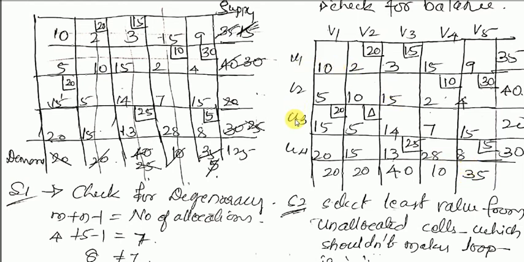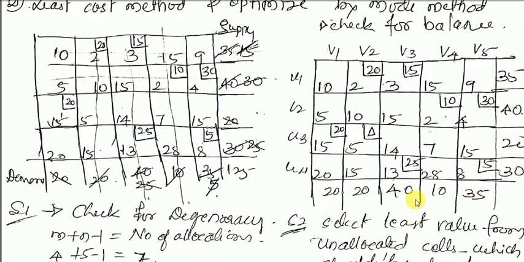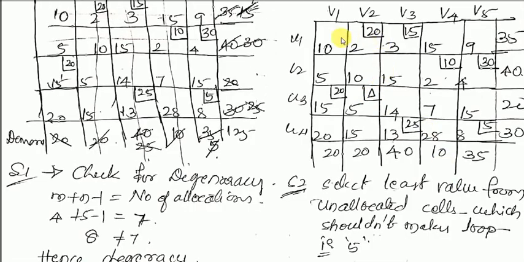Here 1, 2, 3, 4, 5, 6, 7, 8, 9 is there. Four plus five minus 1, 9 minus 1 equal to 8. But what are the allocations? 1, 2, 3, 4, 5, 6, 7 allocations are there. So delta has to be assigned for the least. Now go for unallocated cells. 10 is there, 15 is there, 9 is there, 5 is there, 10 is there, 15 is there. Unallocated cells: 7, 14, 5, 20, 15, 28.